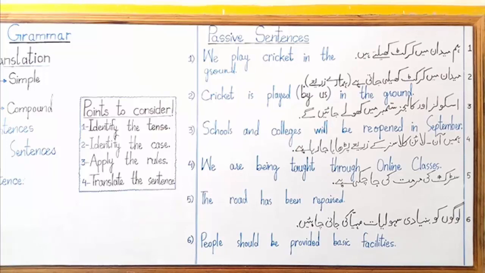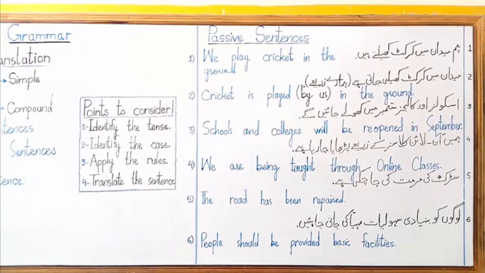Before we further go ahead and translate passive sentences from Urdu to English, I would like to remind you of 4 points to consider while translating a sentence from Urdu to English. On your left hand side on the board you can see there are 4 points written which are to be considered while translating a sentence. Number 1, identify the tense. Number 2, identify the case, either it is affirmative, negative or interrogative. Point number 3, apply the rules of that particular tense. And point number 4, translate the sentence.